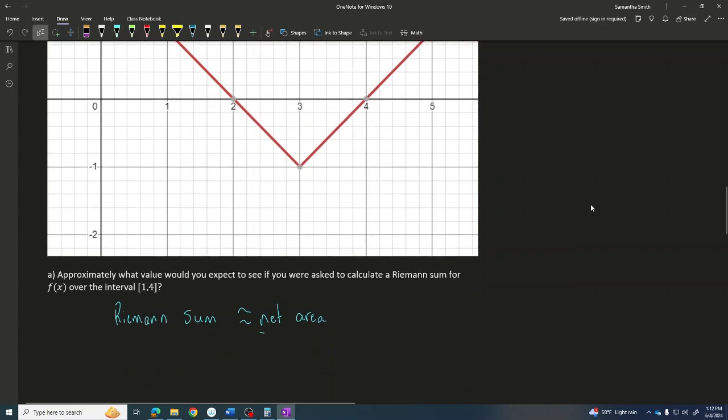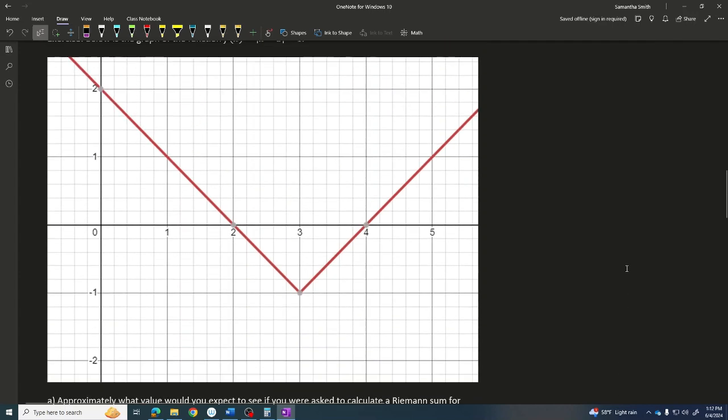So let's look at the picture and see if we can estimate the net area between this function and the x-axis over the interval from 1 to 4. So here is x equals 1, and here is x equals 4. And if I look at x values between 1 and 2, on that region, the function is above the x-axis. The function is positive on this region. So this portion of the area would be given a positive sign. This would be a positive area because it is above the x-axis.